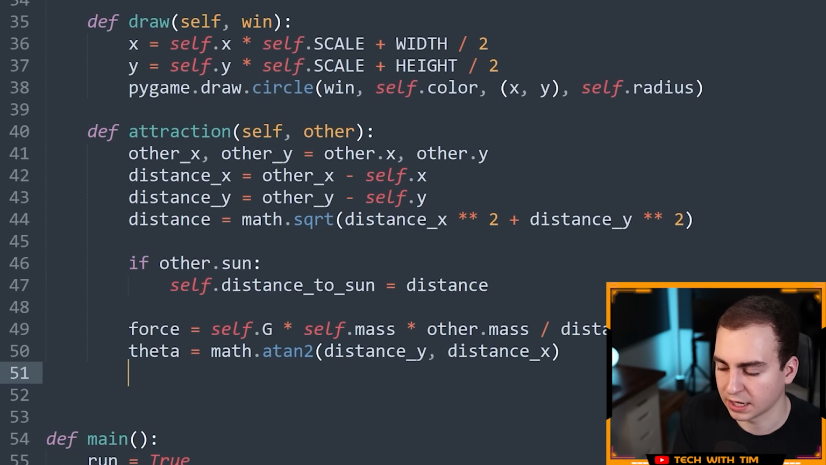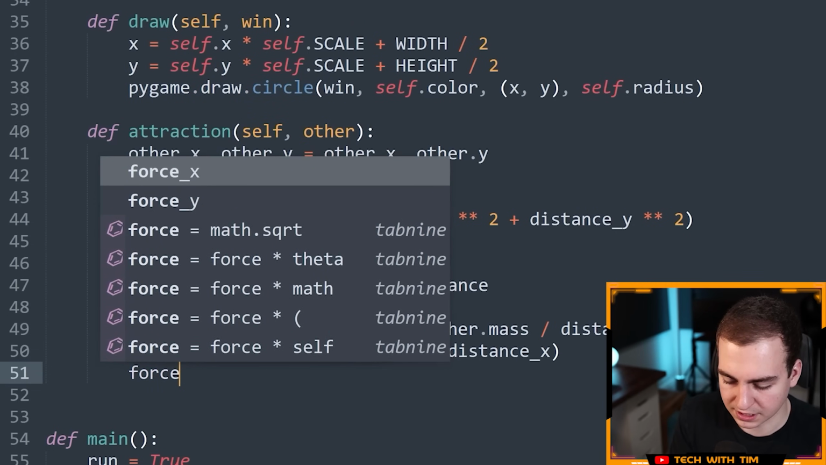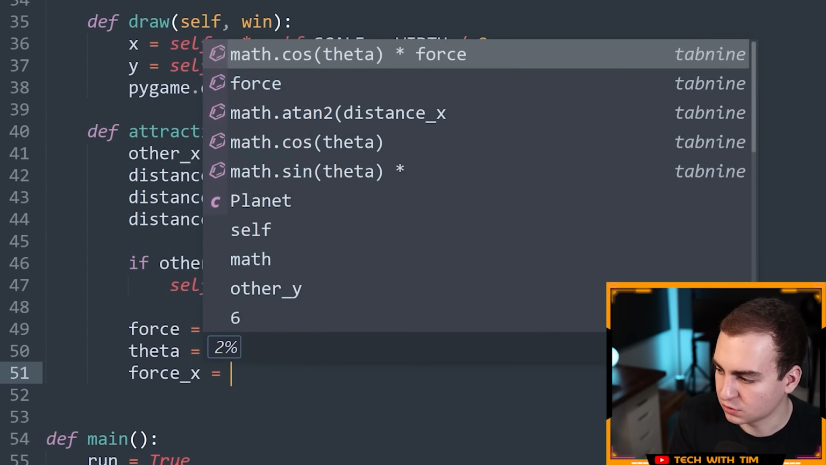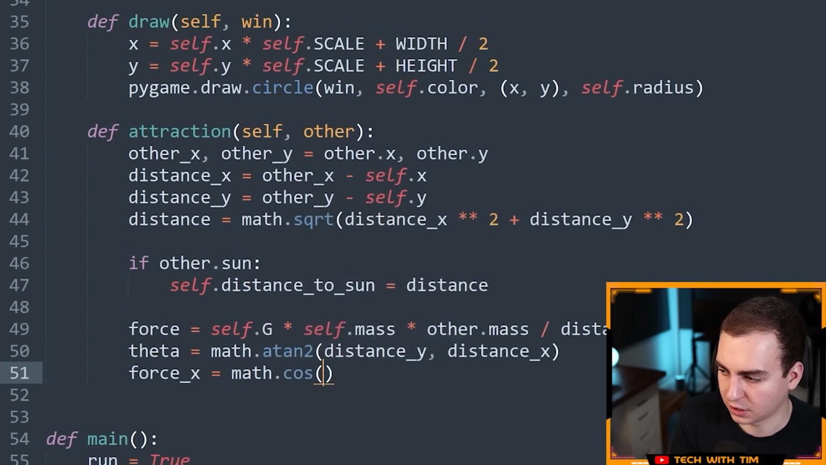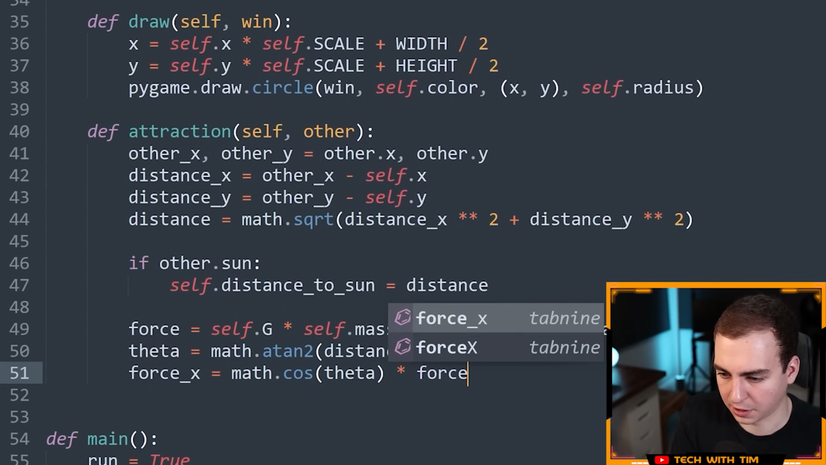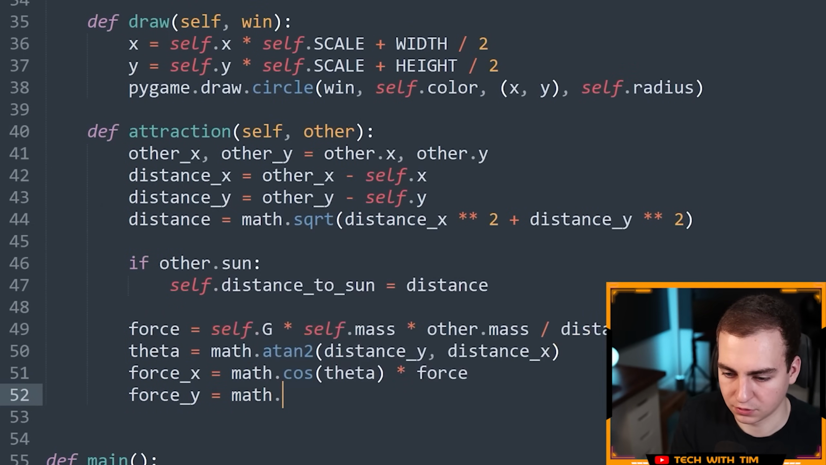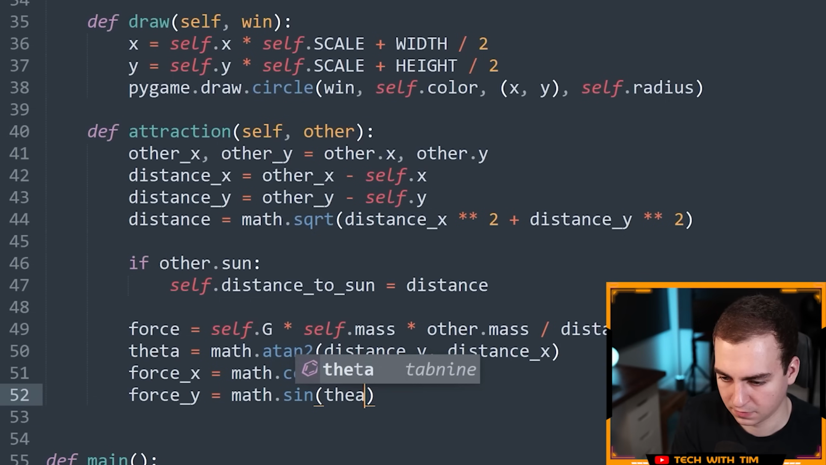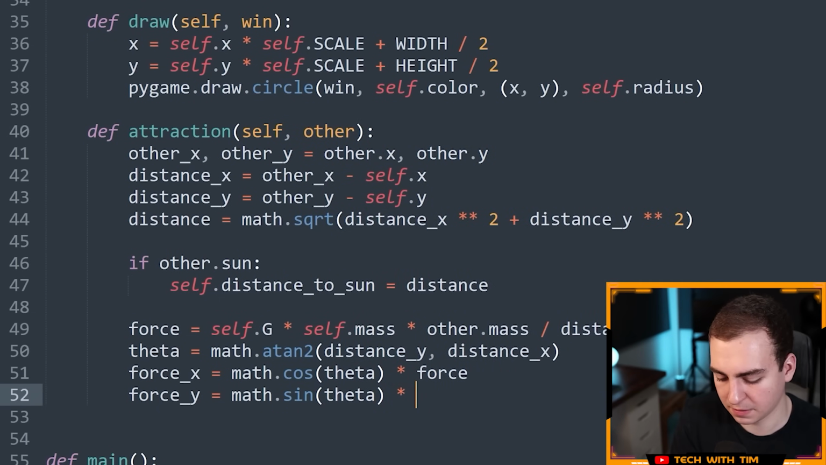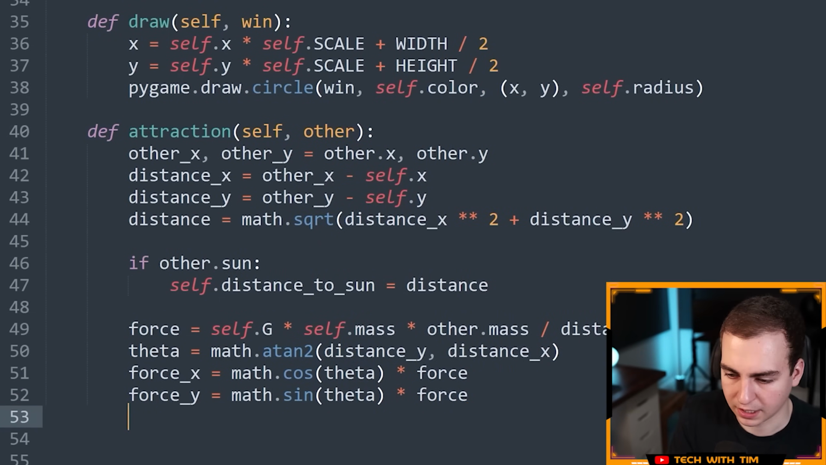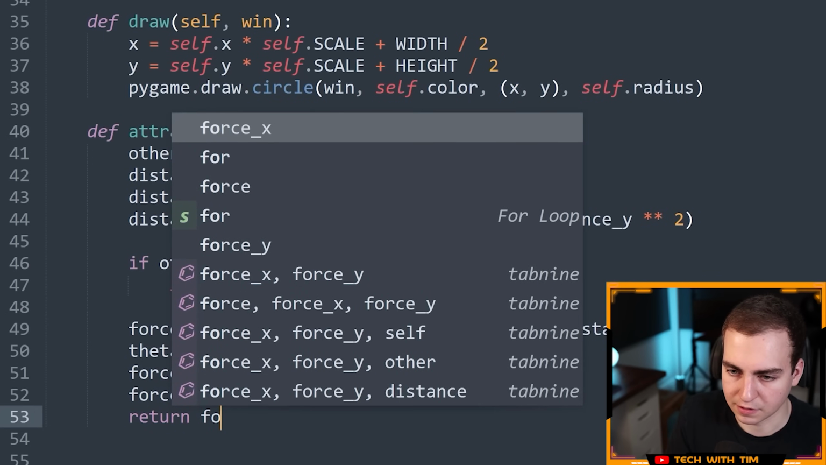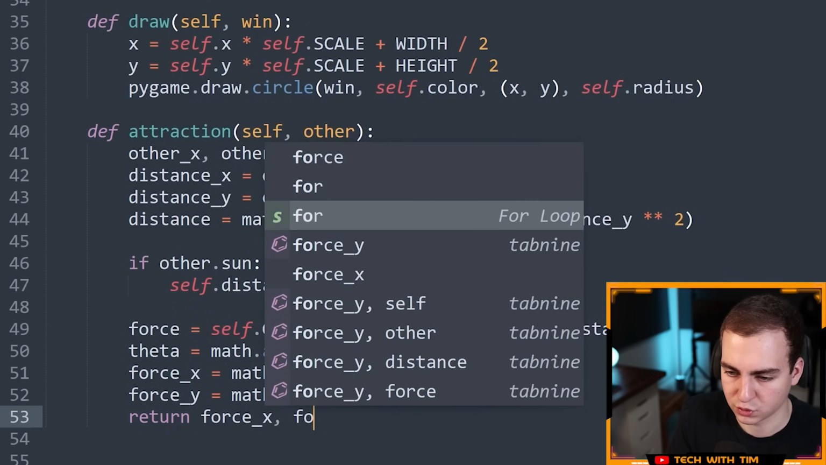So we're going to calculate the x force and the y force. We're going to say the force_x is equal to math.cos of theta multiplied by the force. And then the force_y is going to be equal to math.sin of theta multiplied by the force.